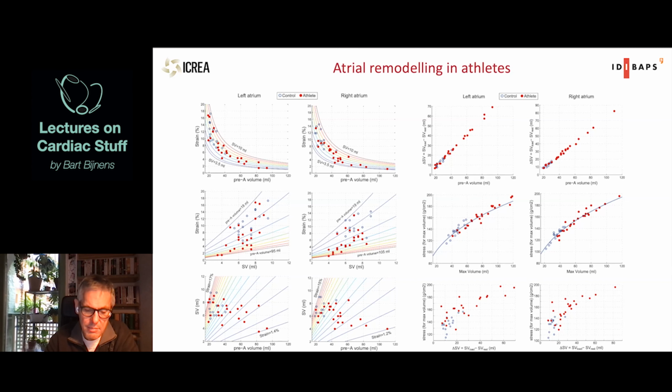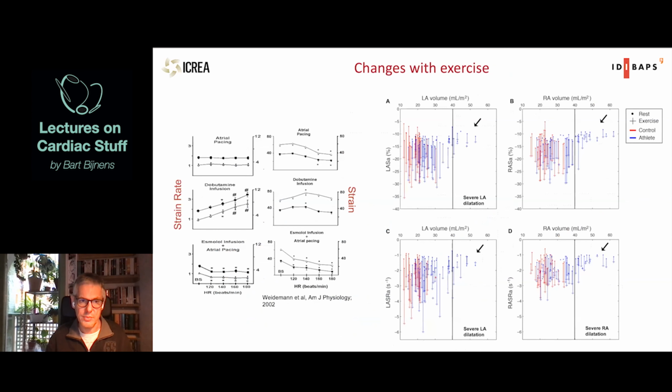But again, the main message from this is that there is a lot of overlap. So there's an enormous inter-individual difference in adaptation, and there is a subgroup that has very, very large atria with things that don't fit fully with being totally optimal. And so likely they're damaged, but that's another thing to do.